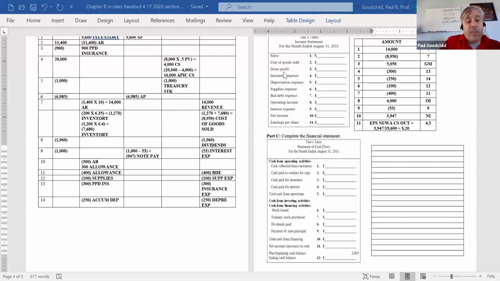Somebody asked why dividends are not subtracted. Dividends reduce retained earnings, but they're not part of the income statement because they are transactions with ownership. So we would see those on our statement of shareholders' equity. Any other questions? Okay, the other parts are fairly straightforward. You can work on them for practice.